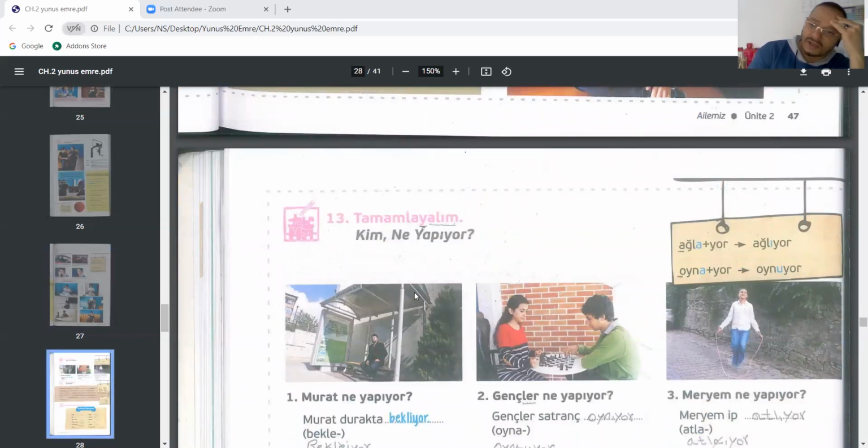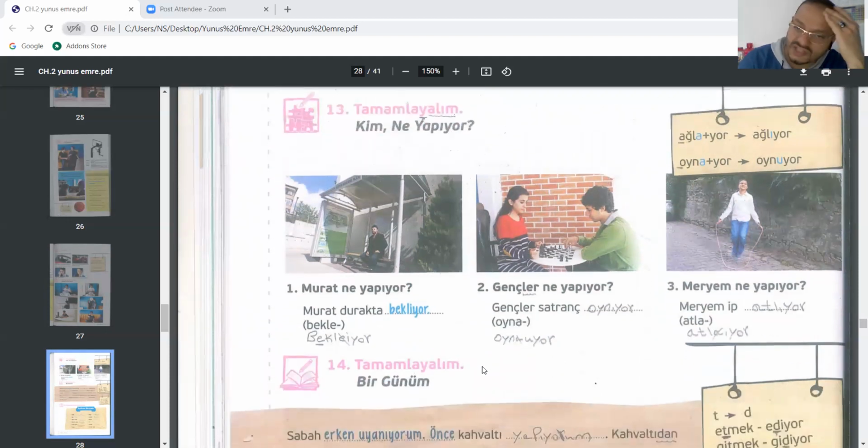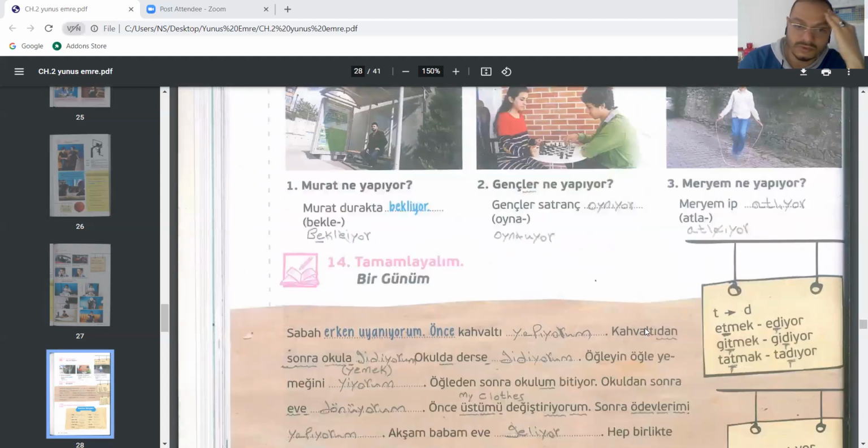Tamamlayalım. Here, ağlıyor. Here we have a vowel letter at the end, so we delete it and put the appropriate vowel to be ağlıyor. Oynuyor, to be oynuyor. We delete this vowel letter and put the appropriate vowel to be oynuyor. Now Murat ne yapıyor? Murat durakta bekliyor. Gençler ne yapıyor? Gençler satranç oynuyor. Meryem ne yapıyor? Meryem ip atlıyor.